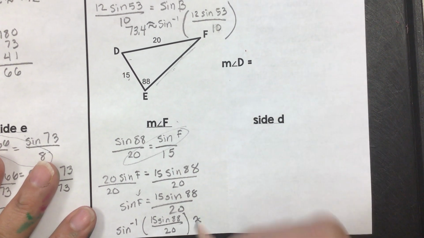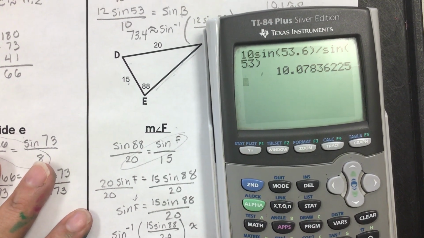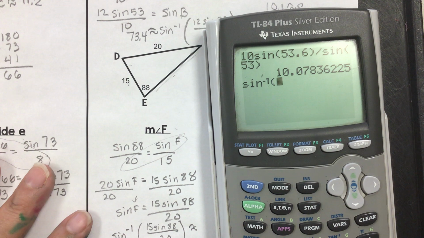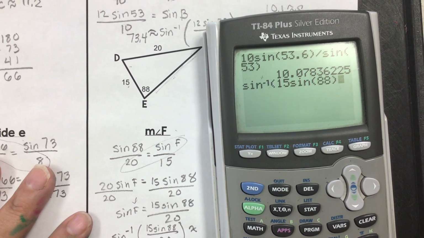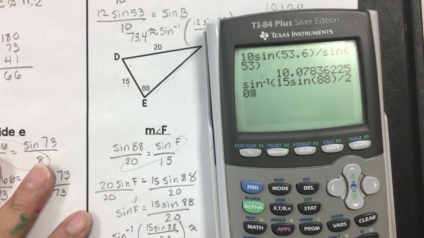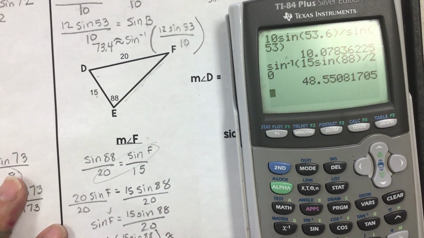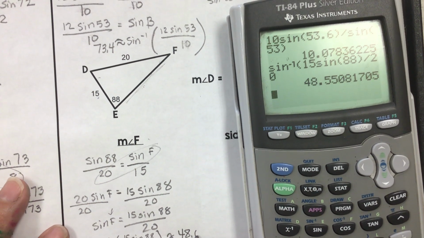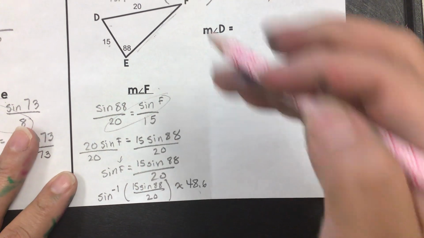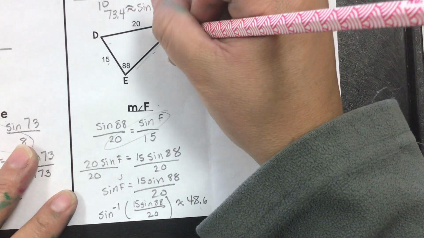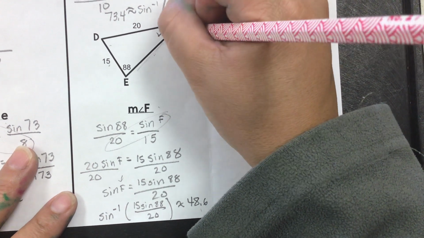Put that in the calculator. That's the approximate value. So the inverse of sine, 15 sine of 88, close those parentheses, divided by 20 is equal to 48.6. Is the approximate value of F. So I'm going to write it on the angle because that's what it is, 48.6.